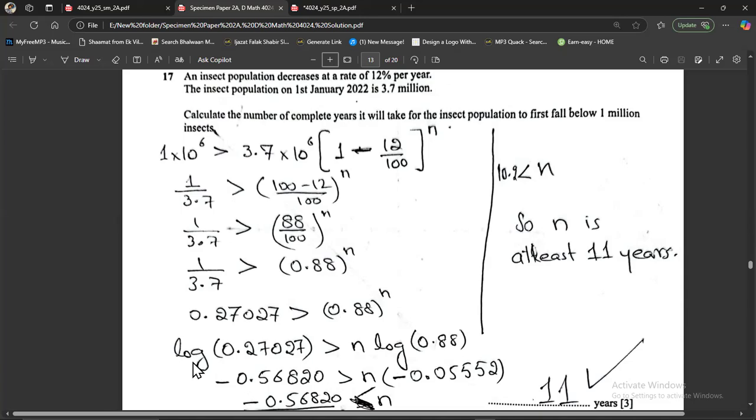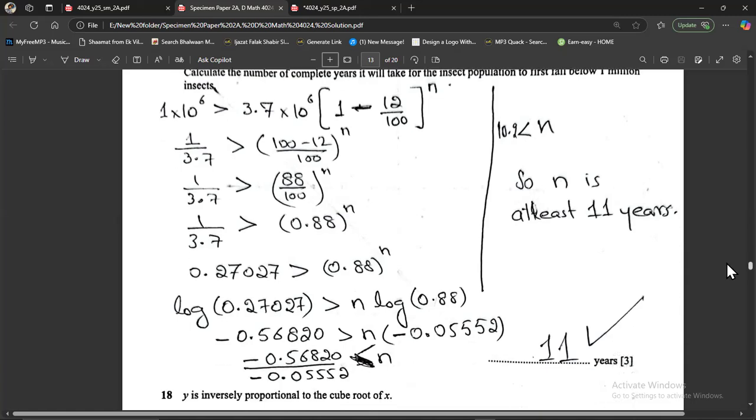Now, on your calculator, find log 0.27027, equals, it will be minus 0.56820. And on your calculator, enter log 0.88 and that will be minus 0.05552. Now, when you cancel the negative on both the sides, the sign of the inequality will flip, it will change. And so 0.56820 divided by 0.05552, and that is 10.2. So the value of n, number of years, should be more than 10.2. So at least you need 11 years.